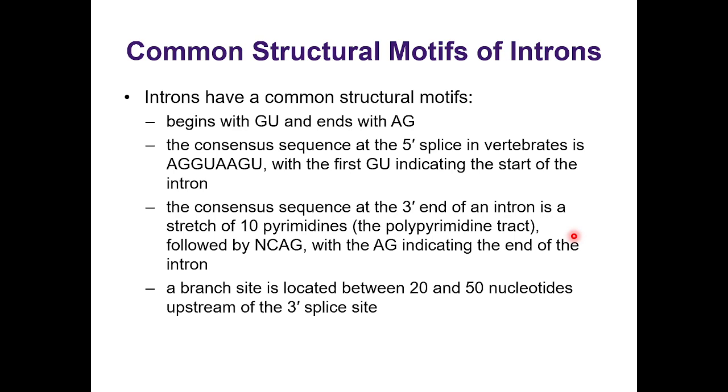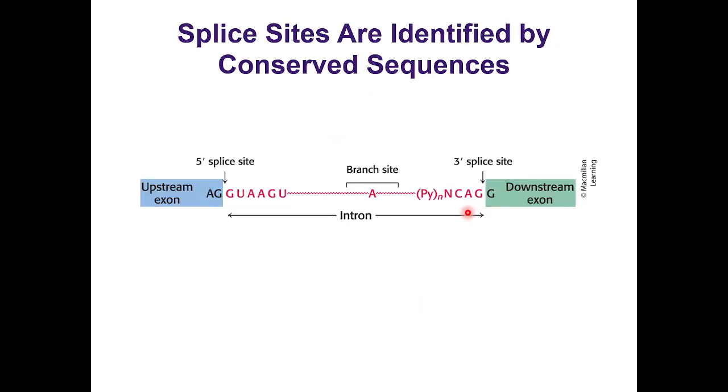The consensus sequence of the 5' splice site in vertebrates is going to be AGGUAAGU. The first GU is then going to indicate the start of your intron. The consensus sequence at the 3' end of an intron is going to be a stretch of 10 pyrimidines. This is called the polypyrimidine tract. It'll then be followed by an NCAG, with the AG indicating the end of the intron. The branch site is going to be located between 20 and 50 nucleotides upstream of your 3' splice site. This is it all together.